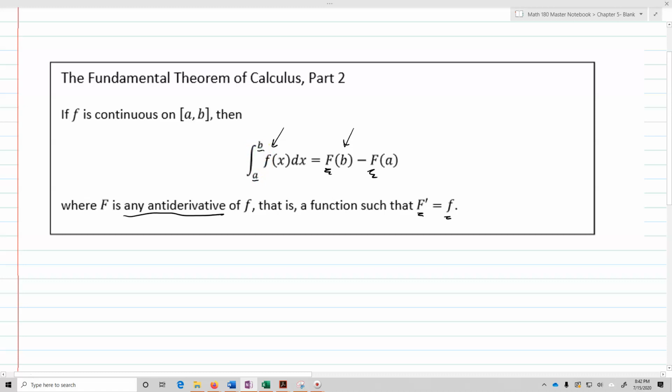And this makes doing integrals a lot easier. Thank goodness for the fundamental theorem of calculus, because doing those Riemann sums and finding those limits would take an incredible amount of time. But this makes everything so much easier. All we've got to do is find the antiderivative. Now, that doesn't mean it's easy, but it's a heck of a lot easier than finding a bunch of limits. So let's take a look at how we actually use it.